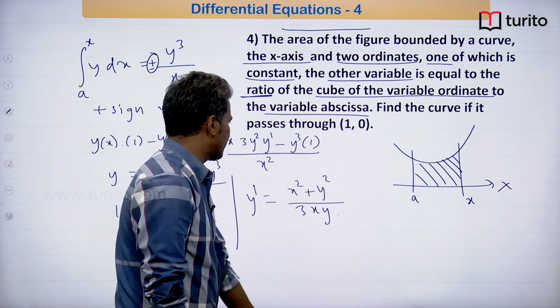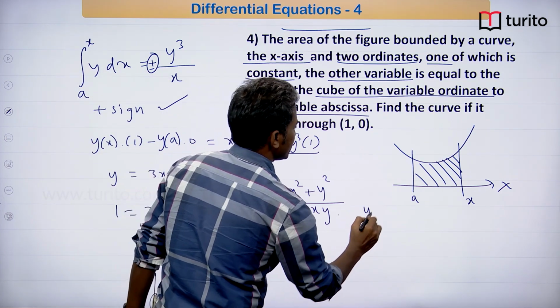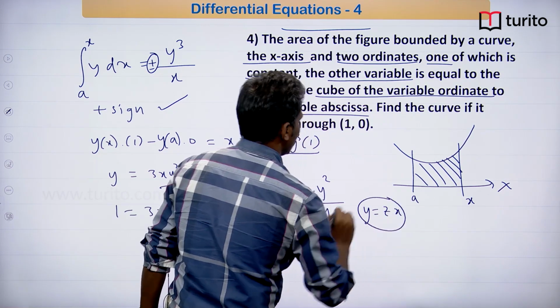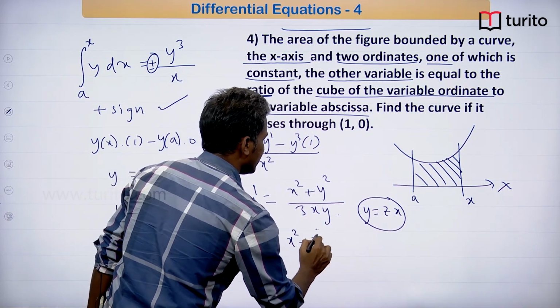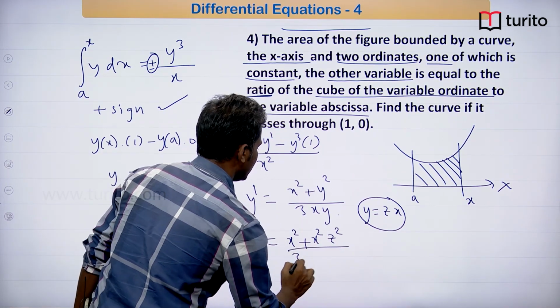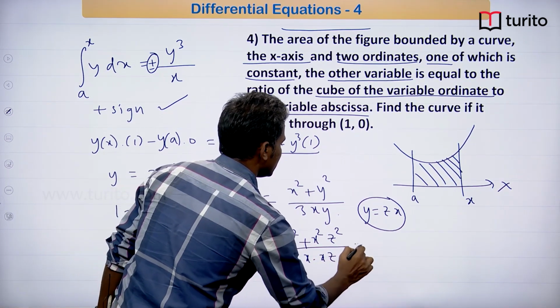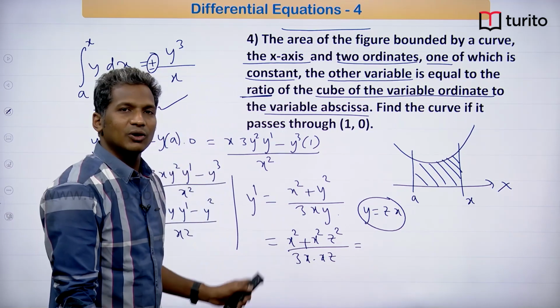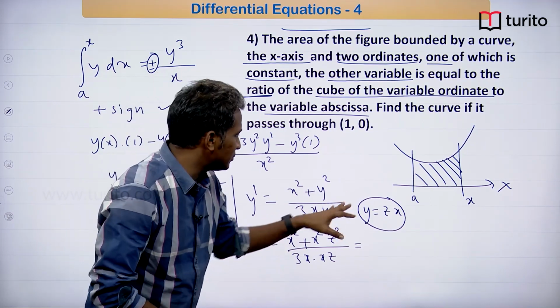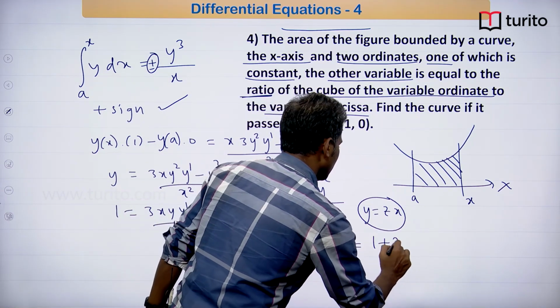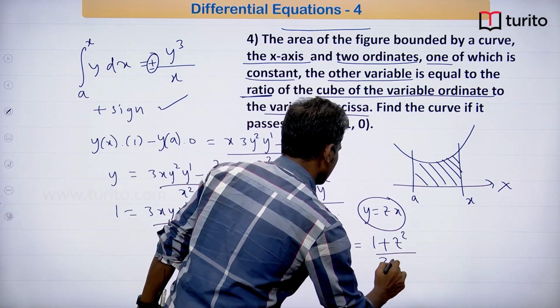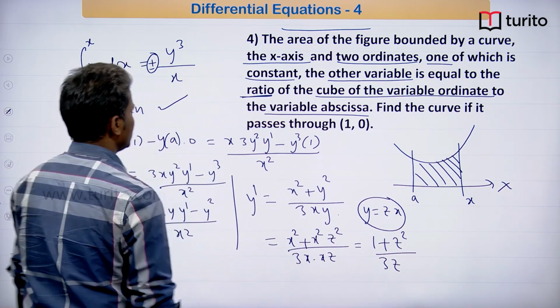So, how do we do it? We put y equal to zx, right. So, that will give us x square plus x square into z square by 3 into xz. See, here I did not divide with x square, I directly substituted y equal to zx, it does not matter, it is the same thing. So, we will get 1 plus z square by 3z. Okay. So, let us solve this quickly.